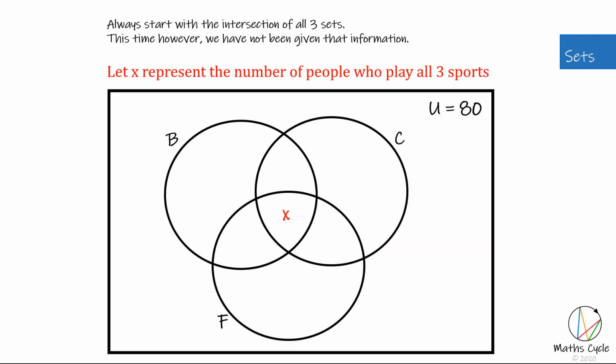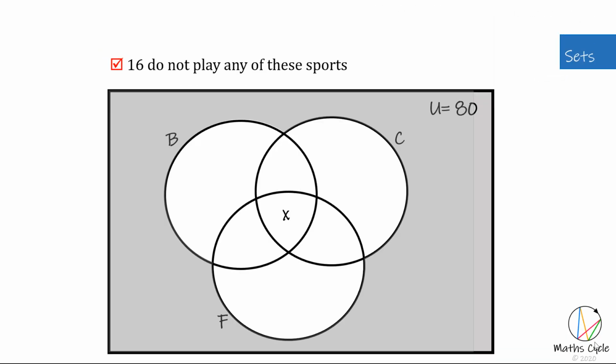So here we go. For the Venn diagram, we always start with the intersection of all 3 sets. But this time, however, we have not been given that information. So they have asked us to let X represent the number of people who play all 3 sports, so we're going to put X here in the middle. Okay, so let's look at the data given in the question. 16 do not play any of these sports, so that means they are here on the outside of B union C union F. So there's those 16.